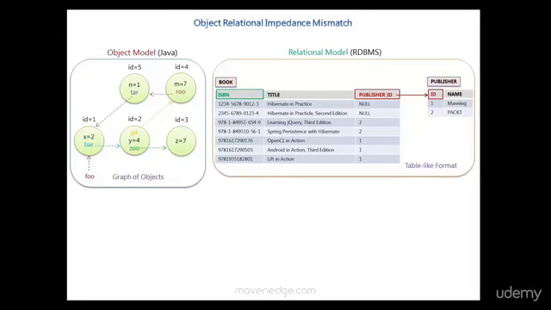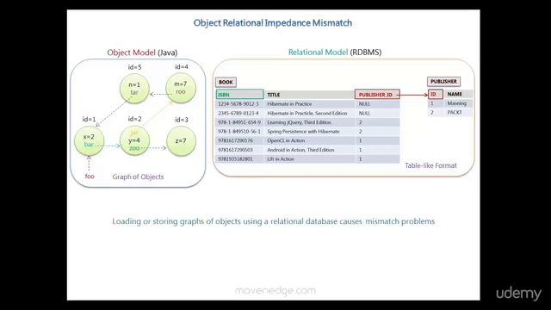Hi, in this session we will talk about object relational impedance mismatch, and we will try to understand it with the help of some examples. Object-oriented languages such as Java represent data as interconnected graphs of objects, whereas relational database management systems represent data in a table-like format. Java implements the object model and relational database management systems implement the relational model.